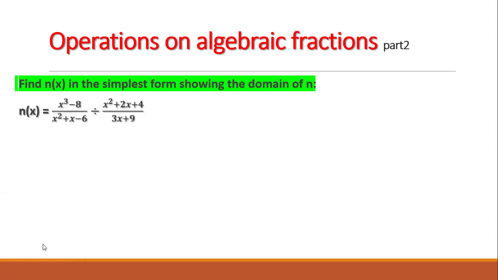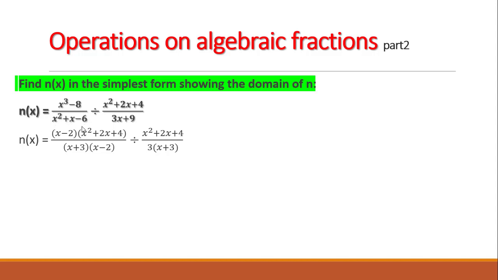Number 1, n of x equals x power 3 minus 8 over x power 2 plus x minus 6, divided by x power 2 plus 2x plus 4 over 3x plus 9. Let's factorize. Up here, the first one, we have a difference between two cubes. We learned how to factorize it. I take the cube root and the same sign, x minus 2. Then first power 2, x power 2, change the sign, plus 2x plus 4.